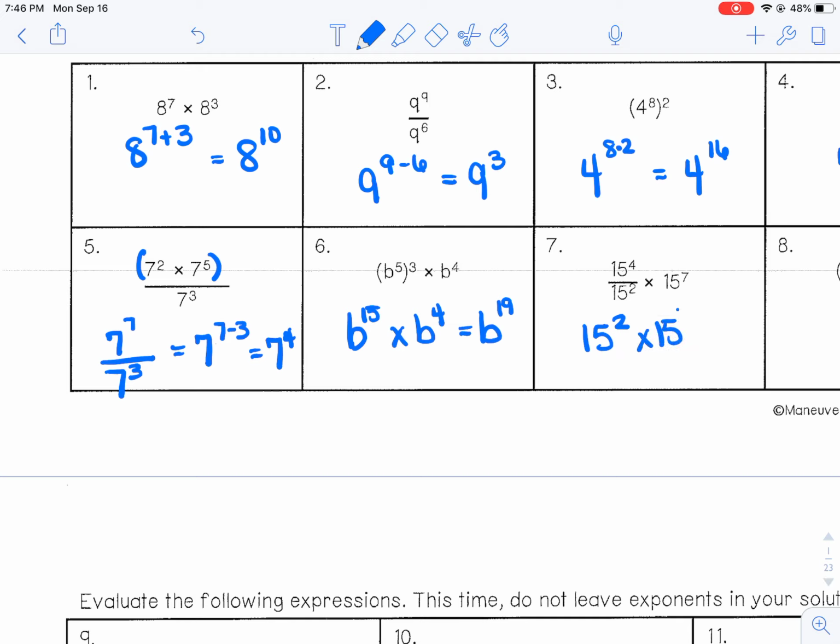Bring down the 15 to the 7th power. Okay, so now what I'm doing is I'm multiplying like bases. What do we do with those exponents? We add them together. So that's going to be 15 to the 9th power.